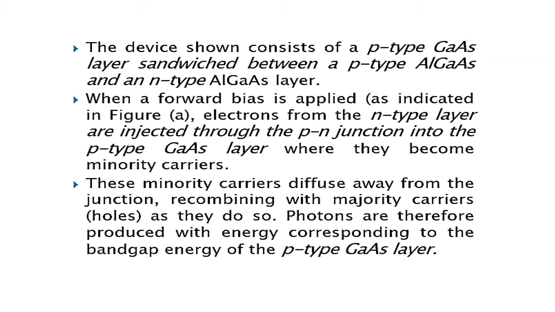So here the forward bias is applied in the direction. Electrons from the n-type layer are injected through the p-n junction, and in the p-type gallium arsenide layer they become minority carriers. The minority carriers will diffuse away from the junction and recombine with the majority carriers. So photons are produced with the energy corresponding to the band gap energy of the p-type gallium arsenide layer.